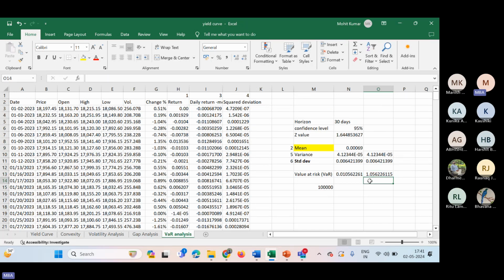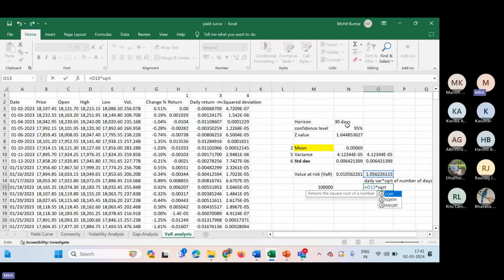Again, you have to do nothing. You just multiply your daily VaR by the square root of the number of days. So what would your 30-day VaR be? You just multiply it with the square root of 30 days, and that's how this 5.785% is your 30-day value at risk.